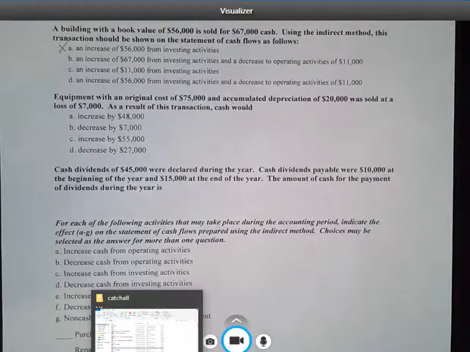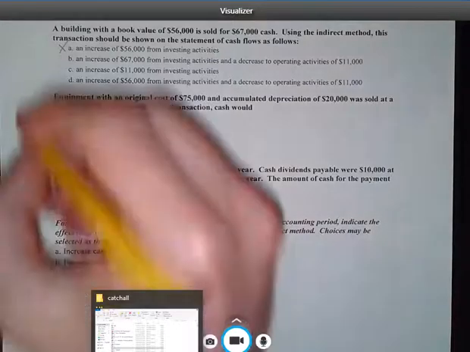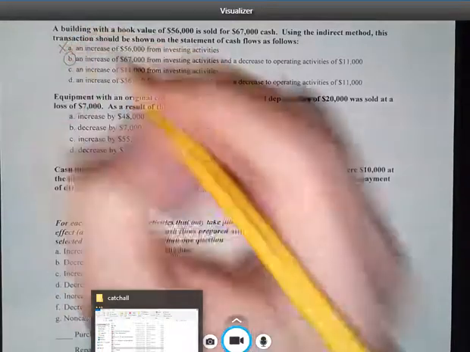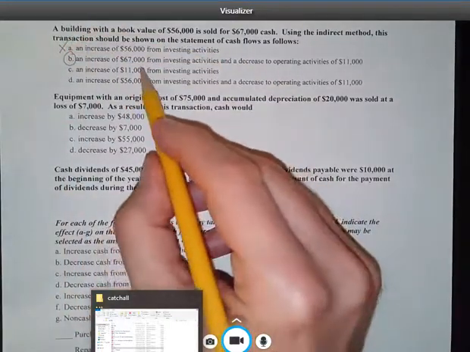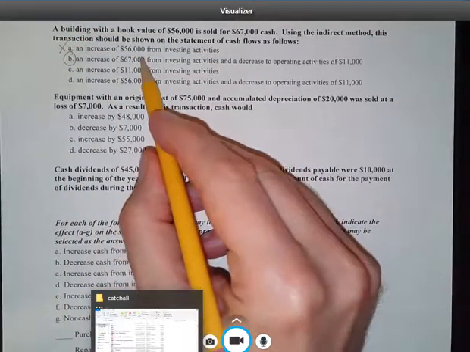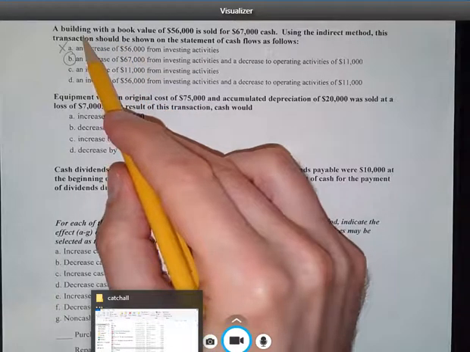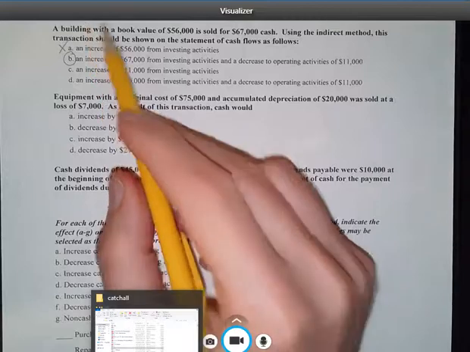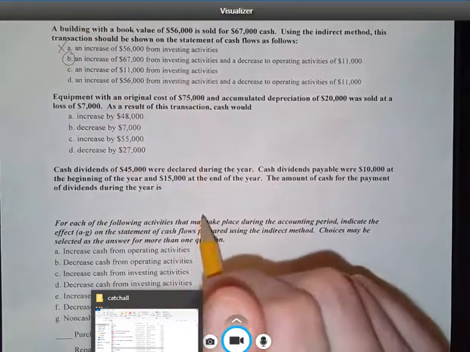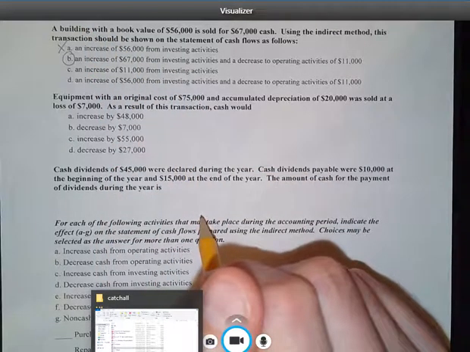B says an increase of $67,000 from investing activities and a decrease to operating activities of $11,000. Well, I will tell you right now that is the correct answer. I want you to understand we received $67,000 and we sold a building, which is a long-term asset. So this transaction is automatically an investing item.